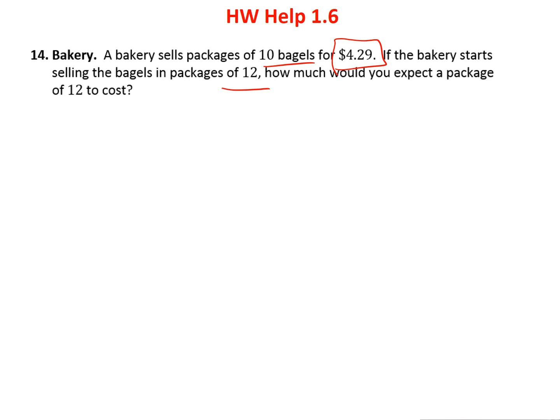I'm going to set up the dollars, the cost in dollars per bagel. Well, right now, they get 10 bagels. So notice how I use my words to know where to put the 10, for $4.29. We want to know what it would cost for 12. So if $4.29 for 10, how much for 12? All right. Now, one nice thing about setting it up this way, my variable is on the top, so I don't need to cross multiply.